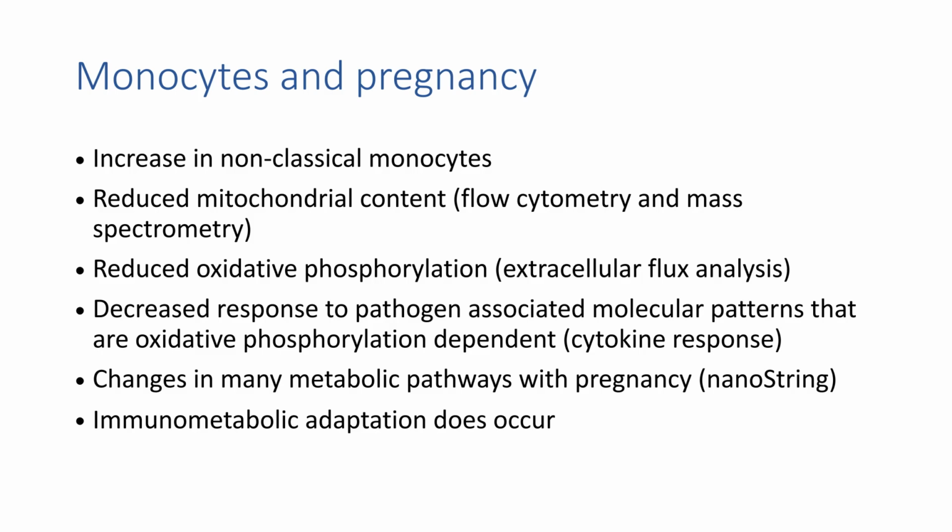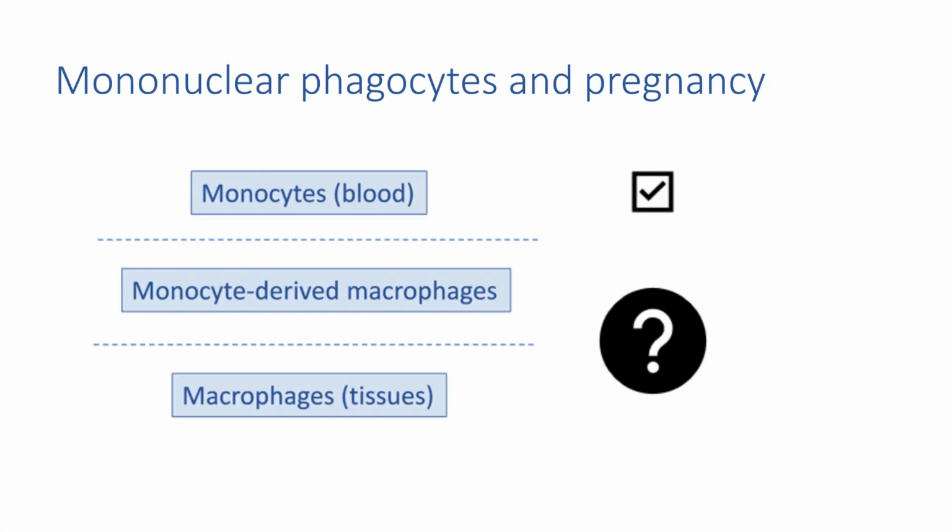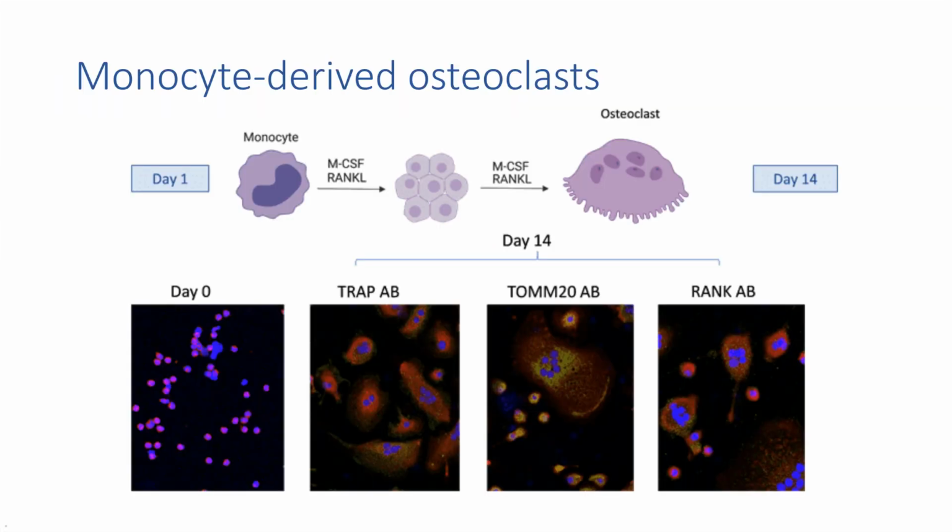And so some of the other things we're doing as well, and I touched on this earlier in the presentation, we talked about the monocytes in the blood, but I just want to give you a couple of examples in the last few slides of monocyte-derived macrophages and our macrophages from our tissues. So this is the only example of our monocyte-derived macrophages. We're looking at monocyte-derived osteoclasts in particular.